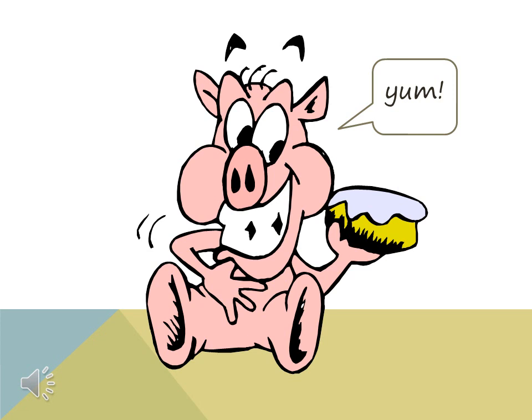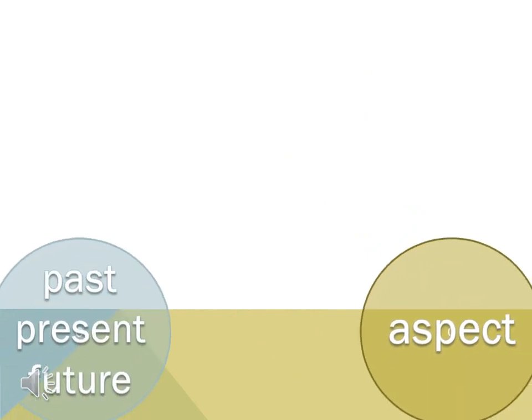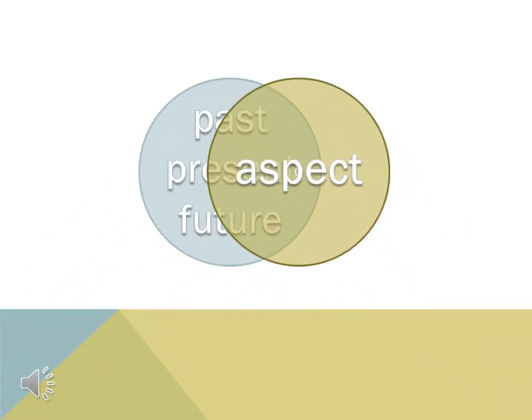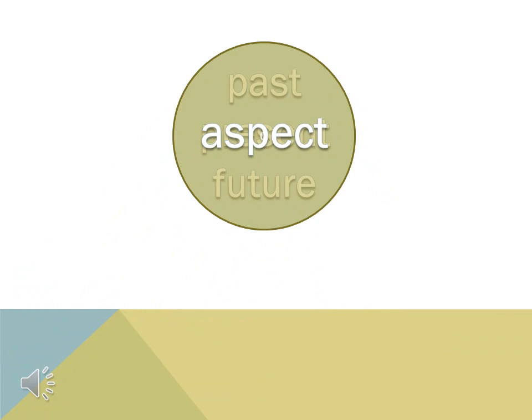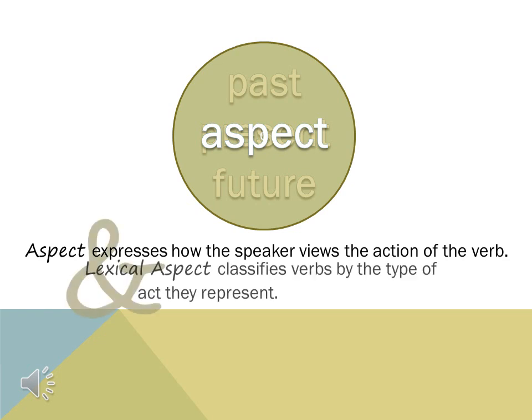Piece of cake, right? But wait, there's a bit more to it than that. When we combine verb tense with something called aspect, the verb possibilities are endless. Aspect expresses how we view the action of the verb, and lexical aspect classifies verbs by the type of act they represent.